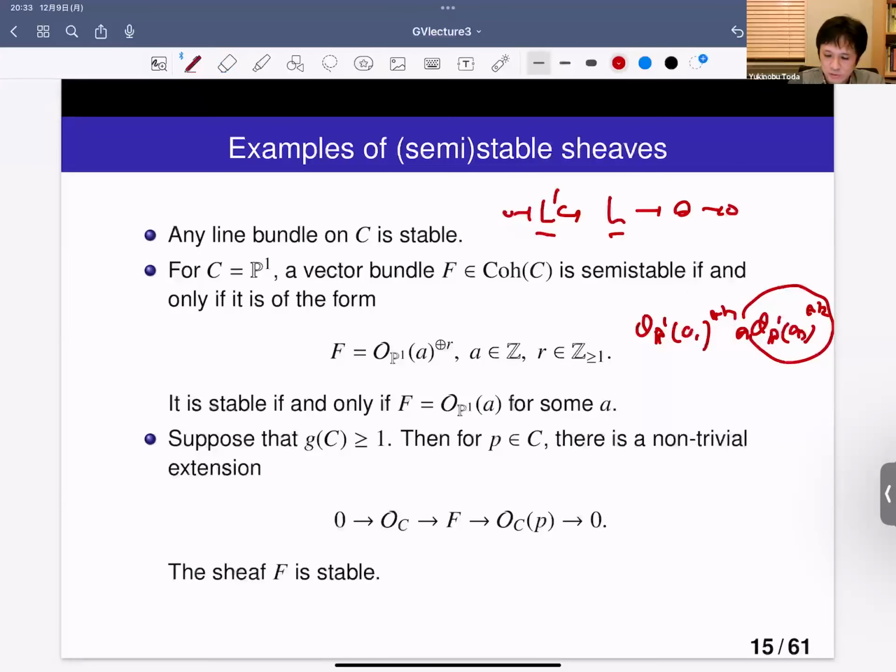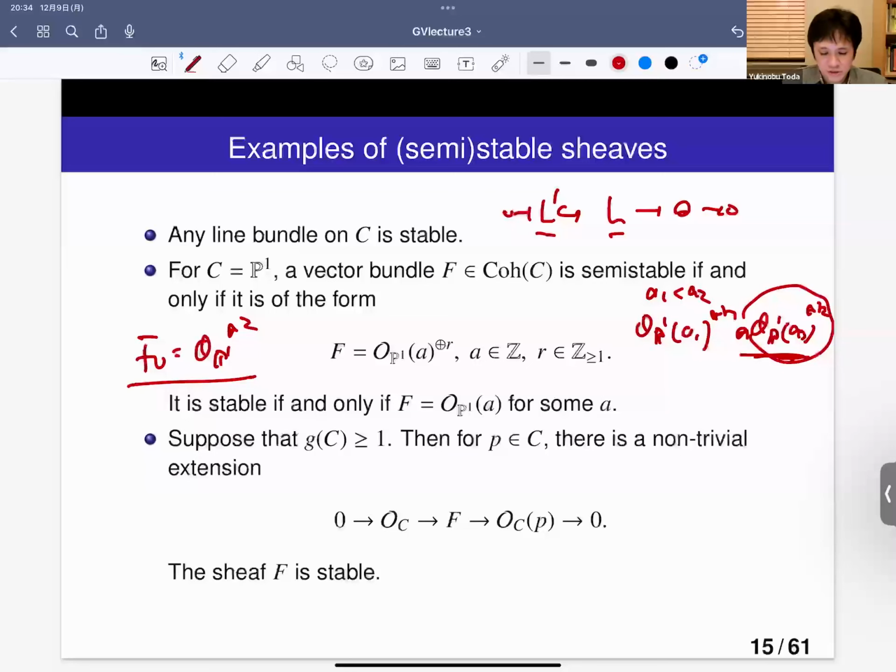So if A1 is less than A2, then this has the bigger slope, so it destabilizes this shift. And this is stable if and only if it is a line boundary. So in this way, in the case of P1, this avoids the unboundedness issue which was mentioned before, because in the case of rank 2 and degree 0, the only shift we need to consider is just F0. So F0 was O_P1 plus 2, and this is the only semi-stable shift which appeared in the previous slide.